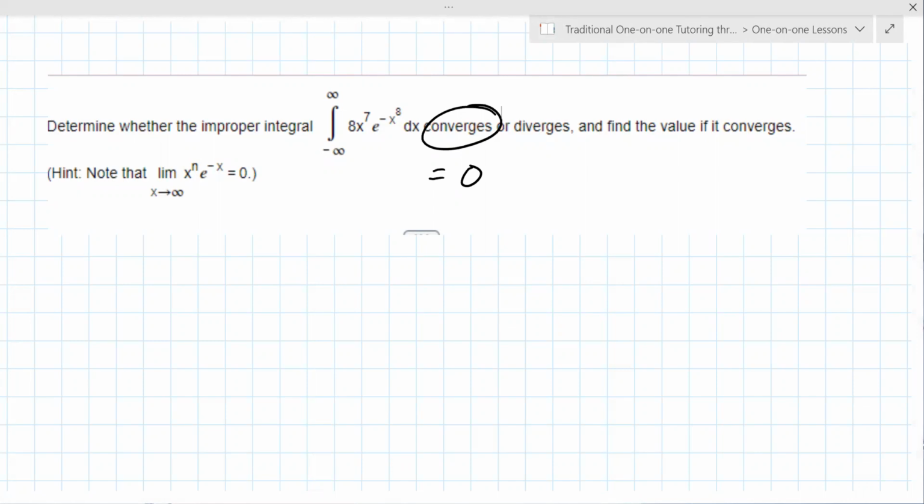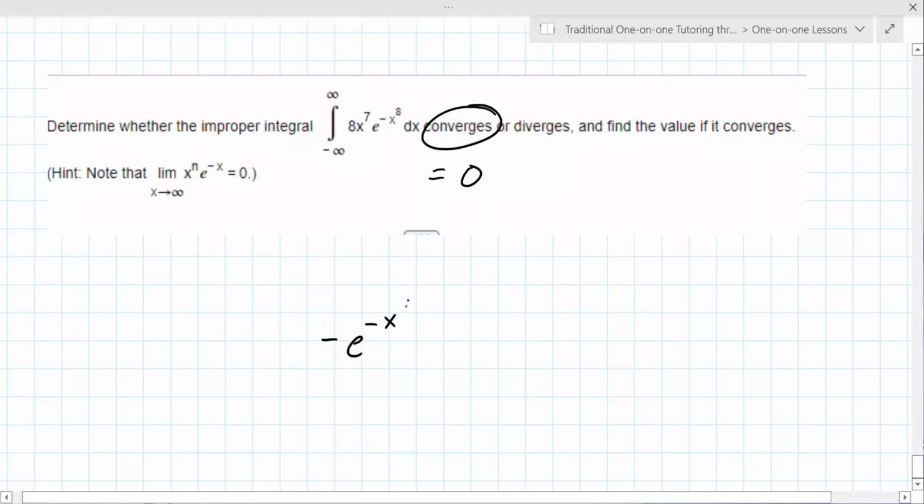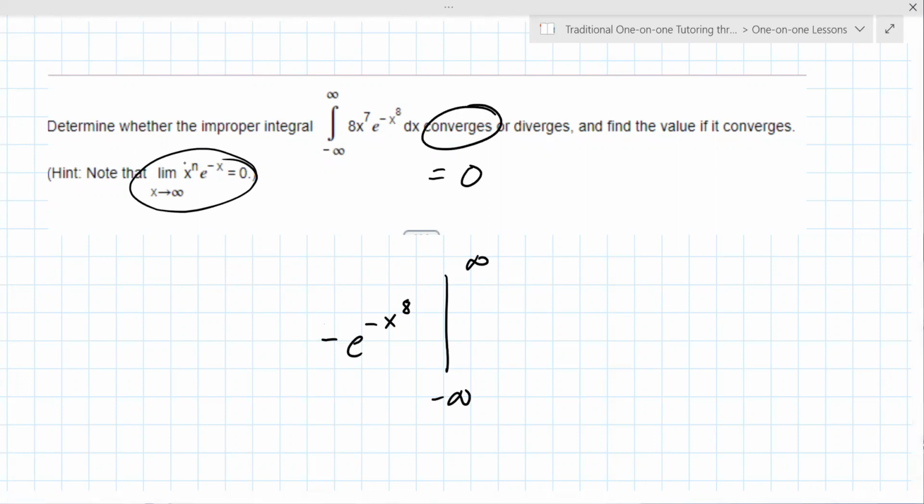What's curious is the hint they give you, which says to note that the limit of x to the n, e to the minus x goes to infinity. So when you find the antiderivative, the antiderivative of this is minus e to the minus x to the 8th, evaluated from minus infinity to infinity. And you're supposed to use the hint to answer that. I'm not really sure why they're giving you that hint, because it doesn't seem like it comes into play.